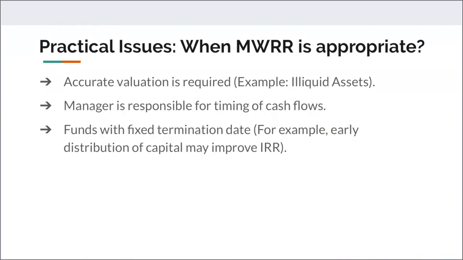Another practical issue is when the money weighted rate of return is appropriate. The money weighted rate of return is appropriate when accurate valuation is required, how much money you have invested and how much you got. It is also extremely important for asset classes that do not have a reliable measurement of value.